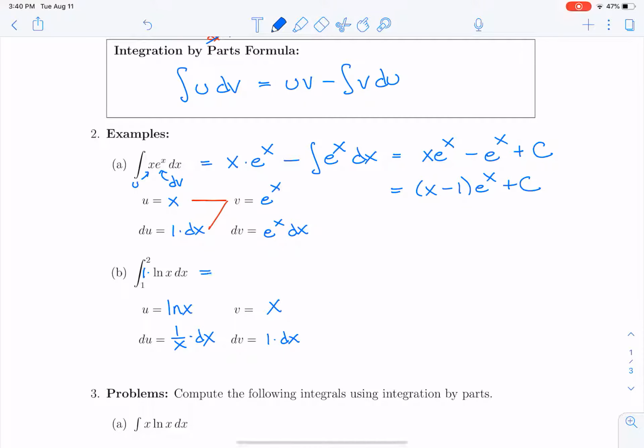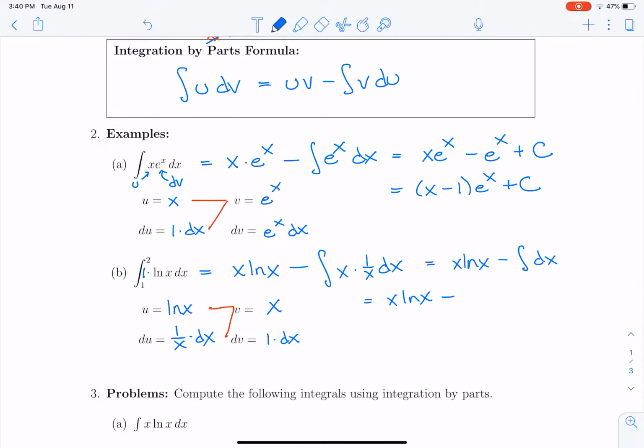Now I'm going to draw my 7 so I can remember this rule. That's going to tell me that it's x natural log x minus the integral of v du, so that's x times 1 over x dx. So that's x natural log x minus the antiderivative of x times 1 over x, which is 1, so just dx. So now I'm going to get x natural log x minus the integral of dx, which is just going to be x, and I'm going to add an arbitrary constant c.